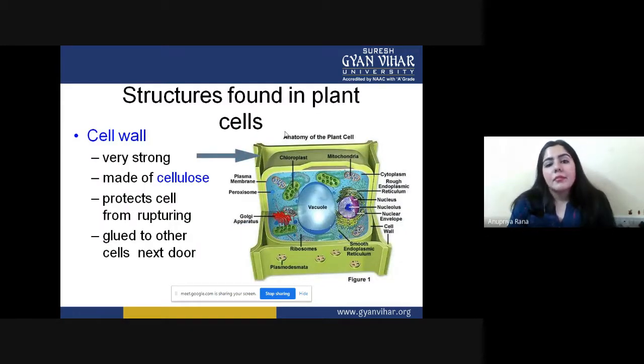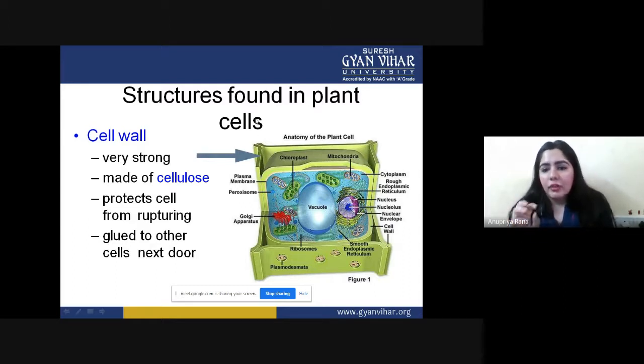Now, there are some additional structures that are found in the plant cell, not found in the eukaryotic animal cell. There are some special structures. The very first special structure here is the cell wall. This cell wall is not present inside the animal cell. Animal cells just have the cell membrane, but plant cells have a very strong wall made up of cellulose for protection and glue.